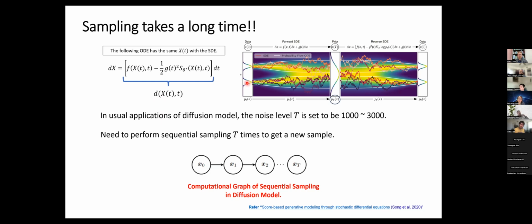So while solving this ODE or SDE, we need to recursively update this discretization of the differential equation capital T times. And in practice, for generating a new image, we usually set this capital T as from 1,000 to 3,000. So sampling is the step that takes so long, and this is where parallel computing can play some role.